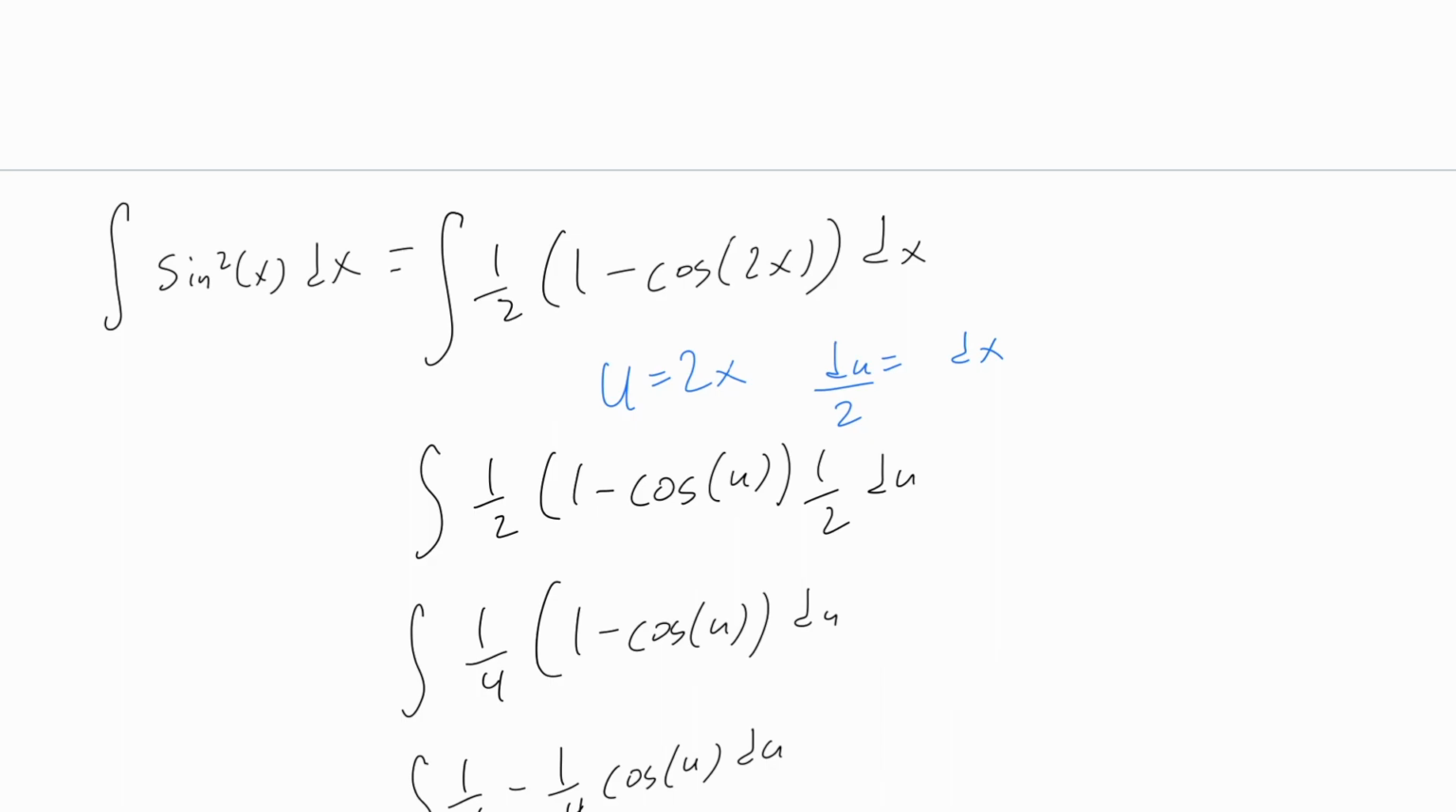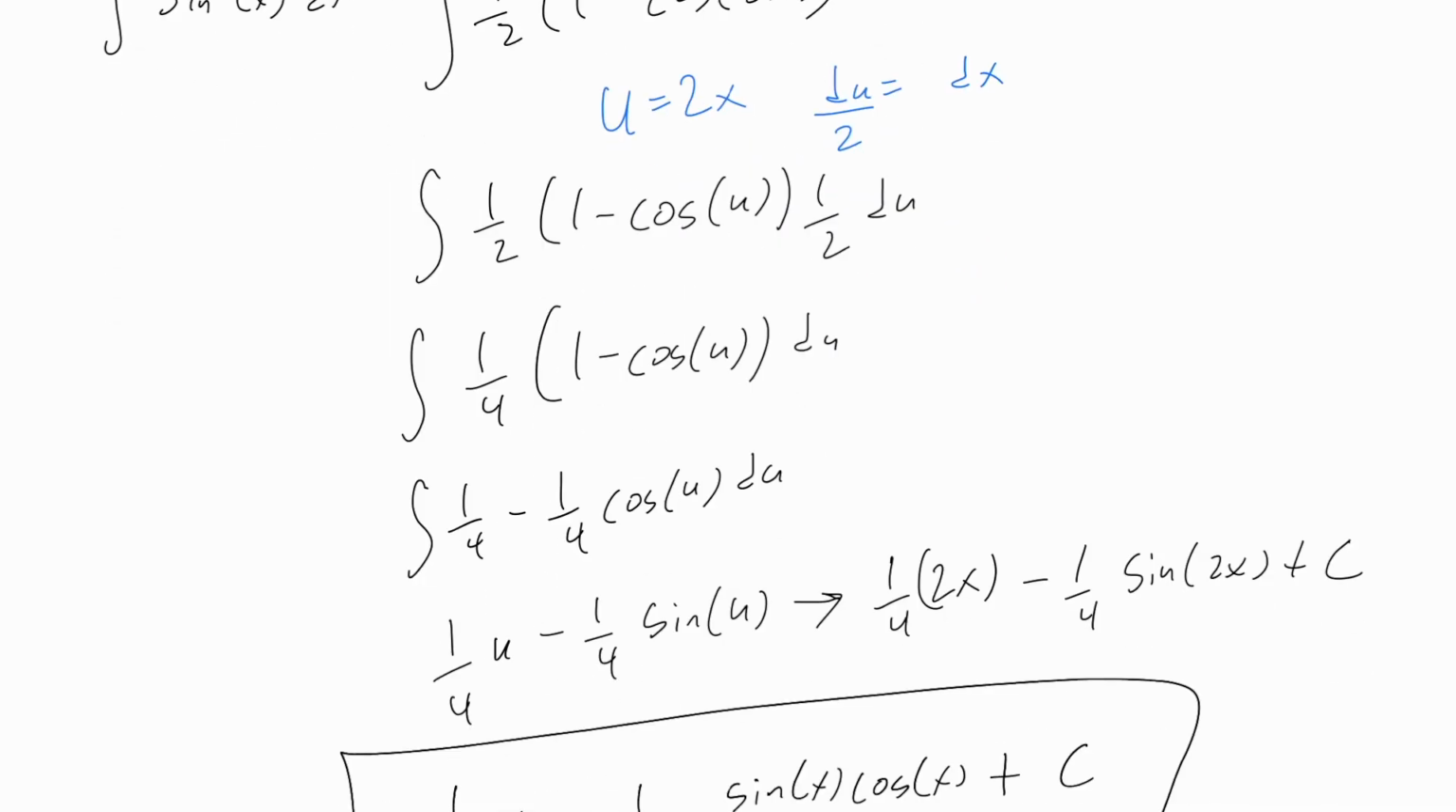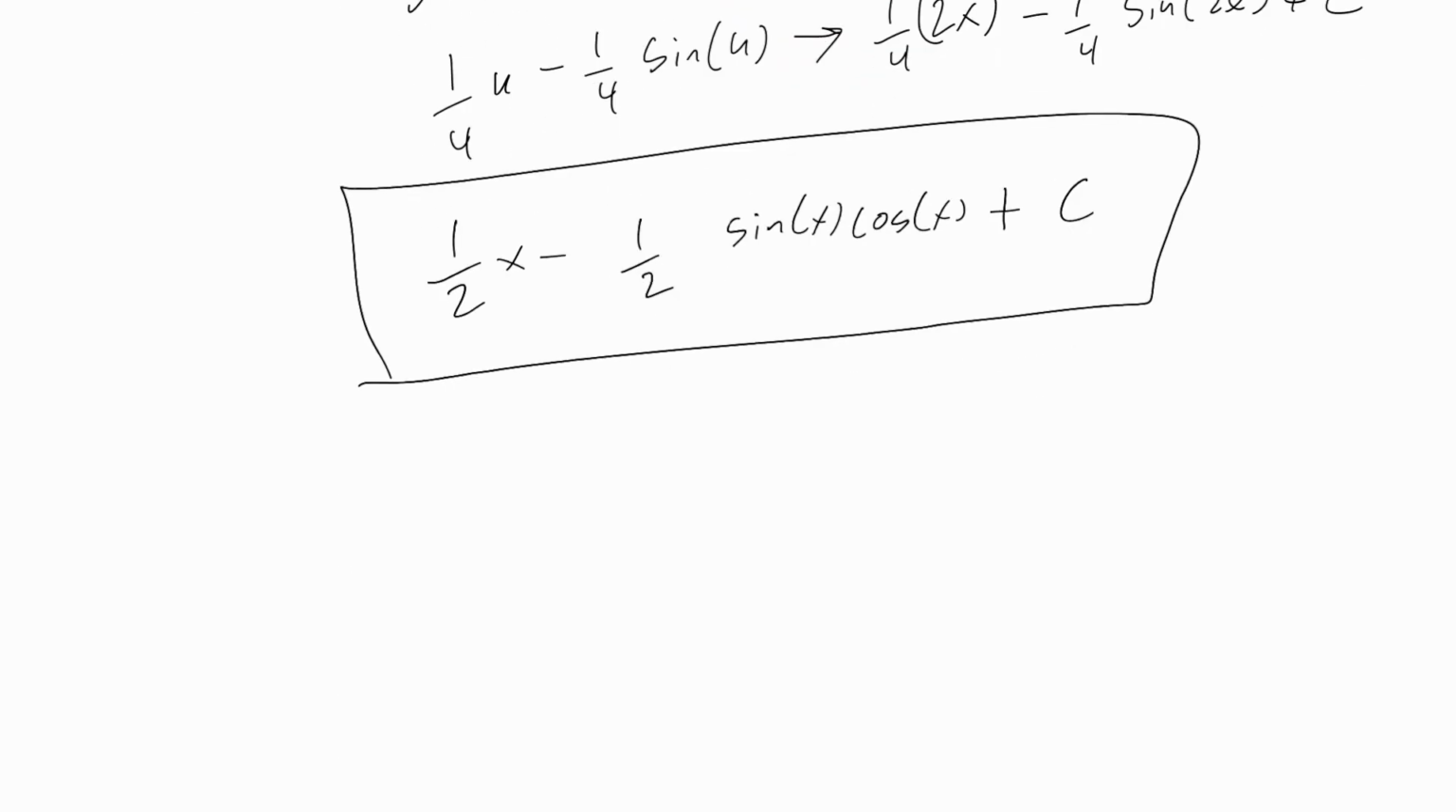So we started out with no odd exponents, so we used our double angle formulas. Sine squared is the same as 1/2 times 1 minus cosine of 2x, and then a simple u substitution got us where we wanted to go.